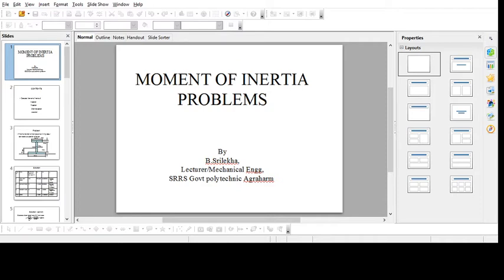So in the last class we have discussed something regarding moment of inertia and radius of gyration. So moment of inertia, we have defined that moment of inertia of an area about an axis is the product of the area and square of the distance of the center of gravity of the area from that axis.